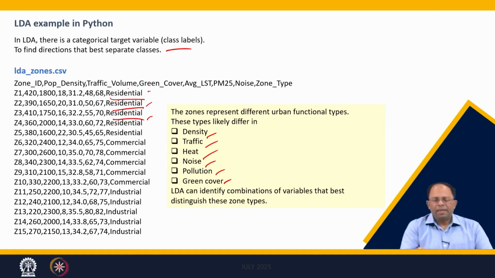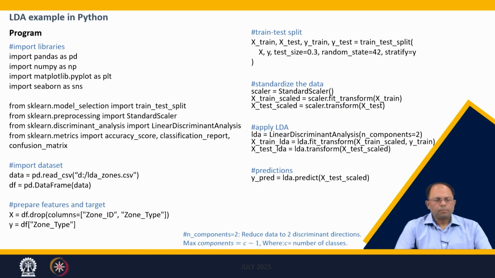We are trying to do LDA to identify combinations of variables that best distinguish between these zone types. The zone types are residential, commercial, industrial and so on. That means which features contribute more to identifying these zones as separate kinds. So we can build a model to predict the type of zone based on those features. That is our goal.